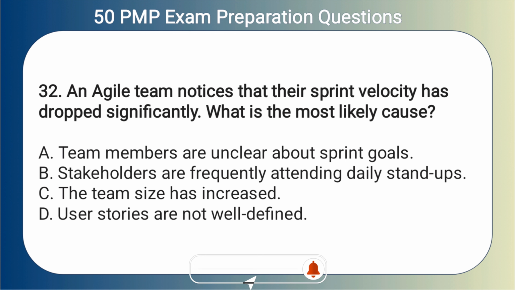32. An Agile team notices that their sprint velocity has dropped significantly. What is the most likely cause? A. Team members are unclear about sprint goals. B. Stakeholders are frequently attending daily stand-ups. C. The team size has increased. D. User stories are not well defined.